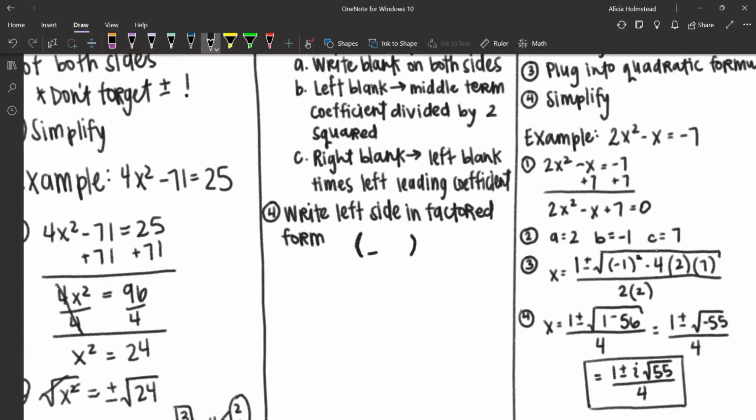You're going to have a number, you're going to have something plus something else. This first blank is going to be whatever the variable is. So if you're dealing with x's or a's or b's, that's what's going to go there. And this blank over here is going to be the middle coefficient divided by 2.